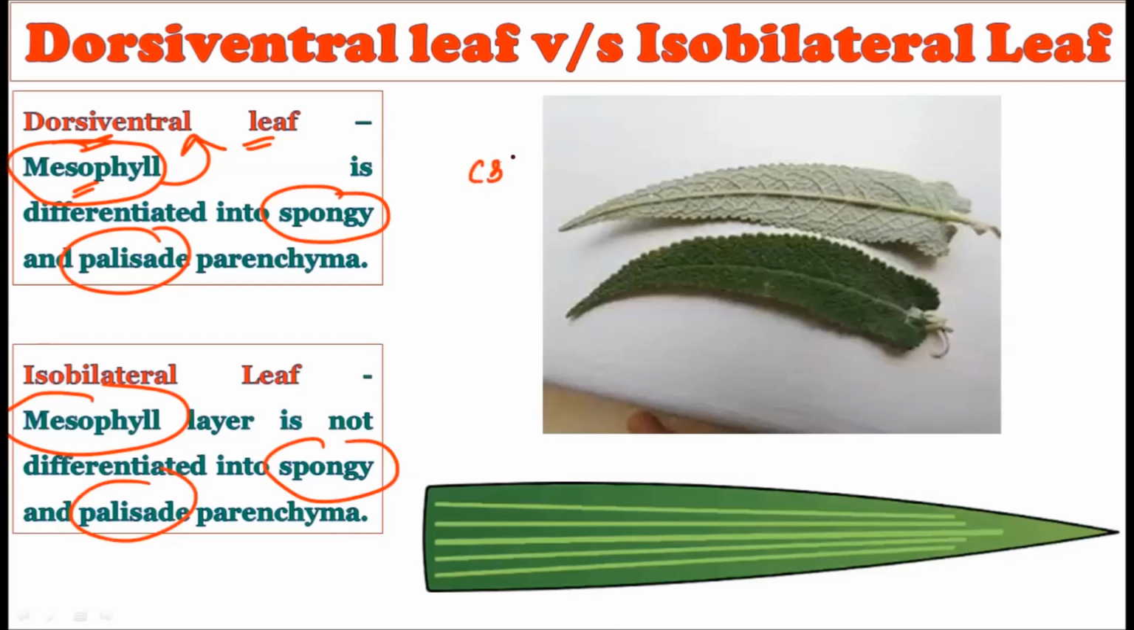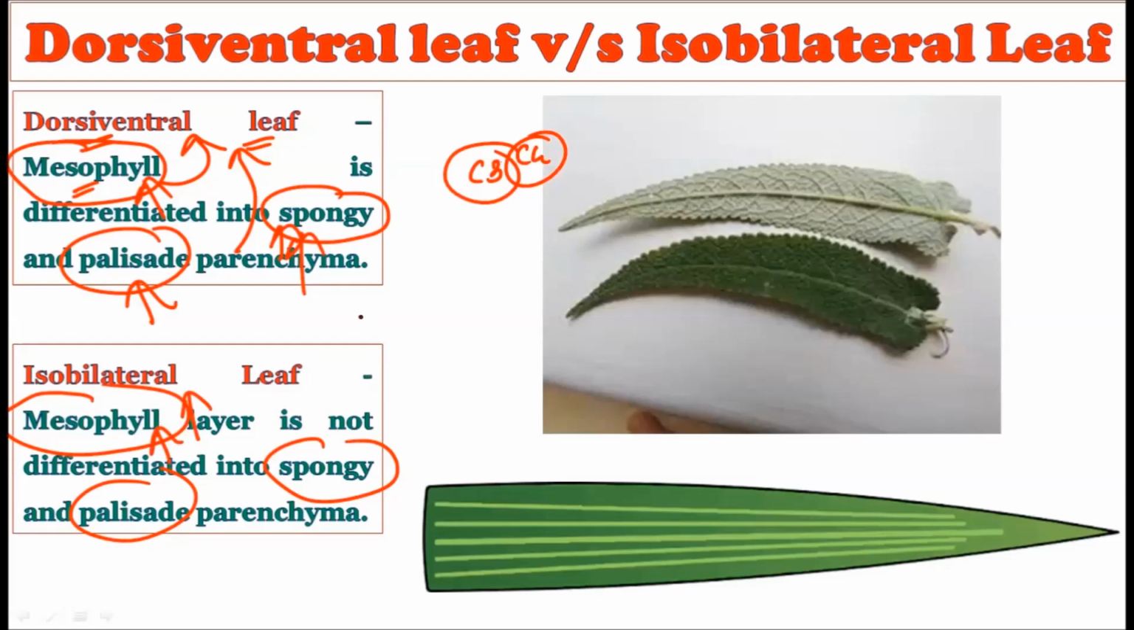As you may have studied in the anatomical features of various plants, the mesophyll is often divided into the spongy parenchyma and the palisade parenchyma. This condition is found in the dorsoventral leaf. But exactly on the opposite side, the isobilateral leaf does not show any differentiation in its mesophyll tissue into the spongy and the palisade parenchyma.